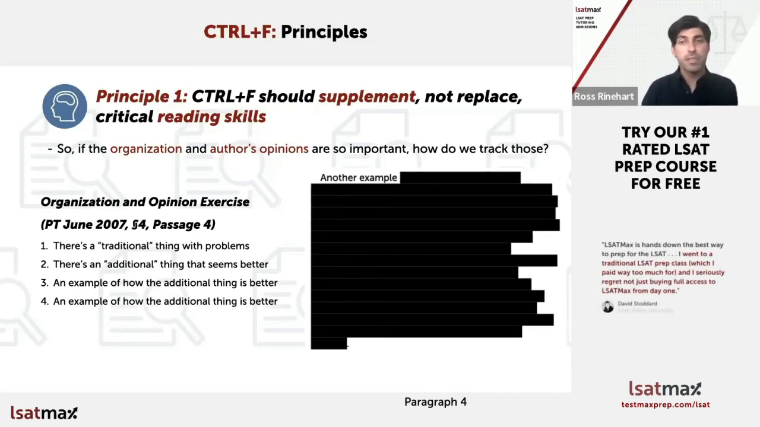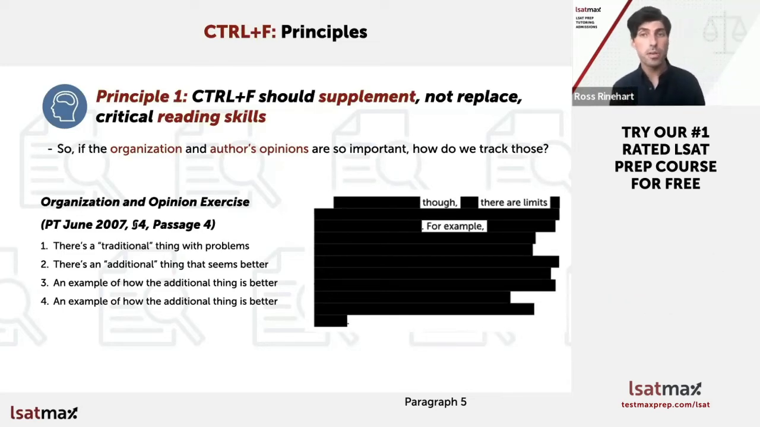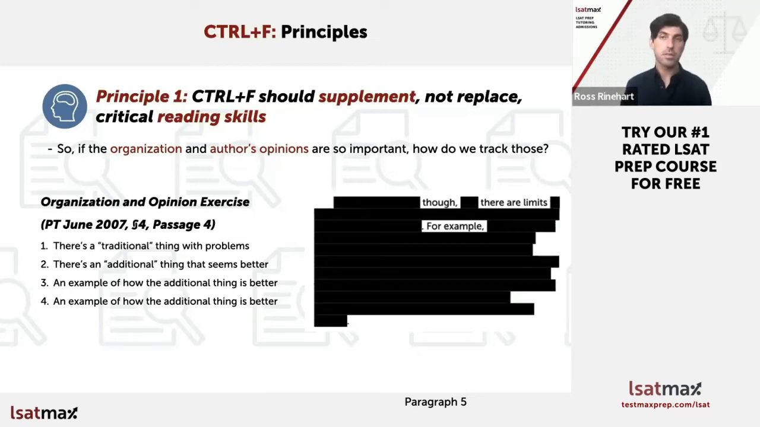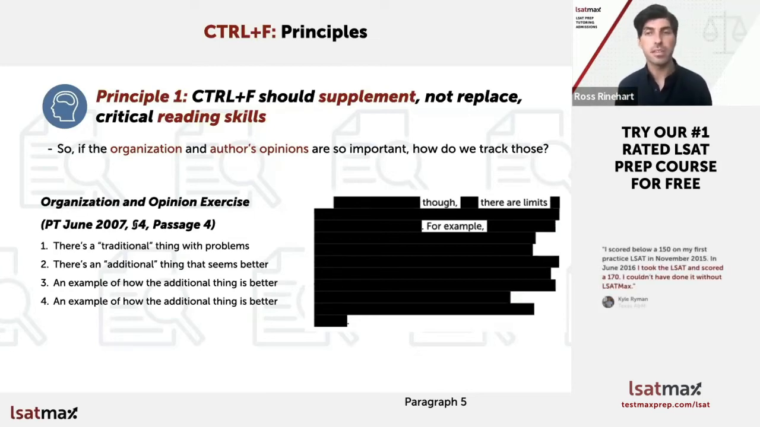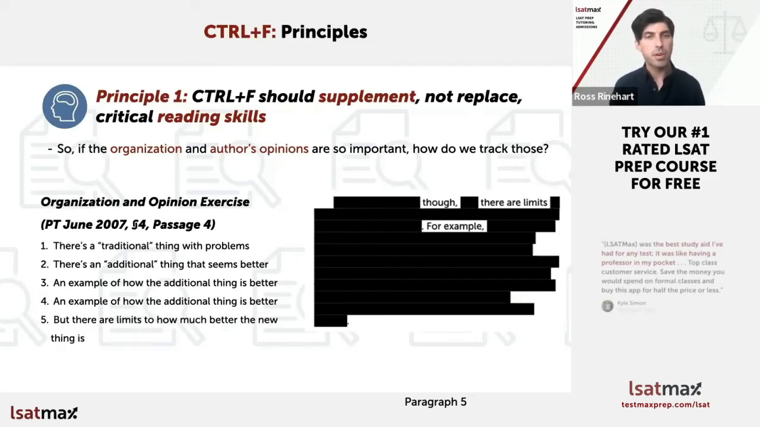And finally, in the last paragraph, the author uses a pivot word, though. The author says, okay, now I'm going to pivot away from talking about how this additional thing is better, and now I'm going to talk about the limits, the limitations of this thing. And the author gives an example of such a limitation. But there are limits to how much better the new thing is. Here's an example of that limitation.